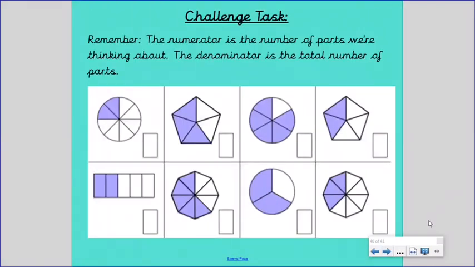So here is a challenge task. Before you try and tackle this challenge task, you need to remember that the numerator is the number of parts that we're thinking about, the number of parts that are shaded. And the denominator is the total number of parts. So pause the screen and have a go at these trickier fractions if you would like to.